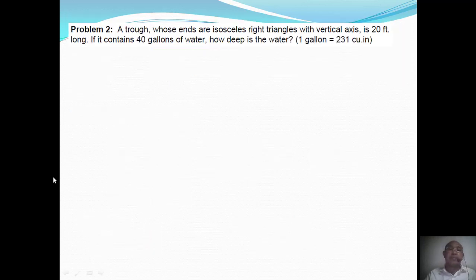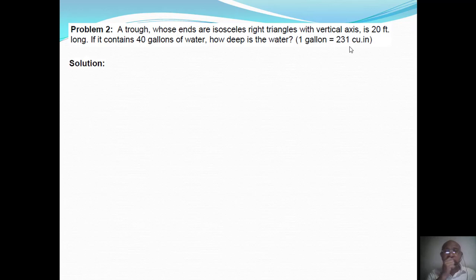We have a second example. A trough whose ends are isosceles right triangles with vertical axis is 20 feet long. It contains 40 gallons of water. How deep is the water? And we have the conversion, 1 gallon equals 231 cubic inches. Okay, solution.